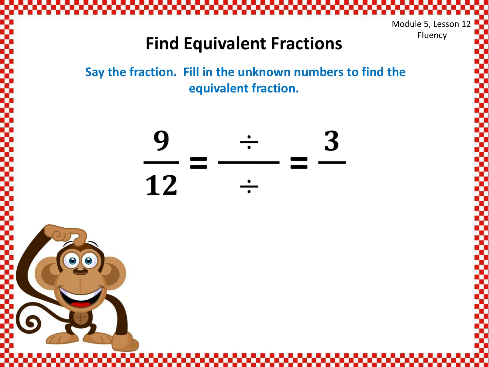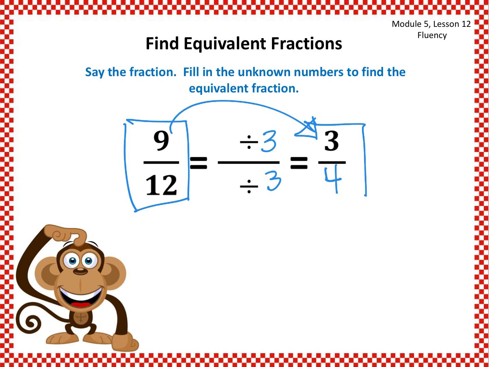Alrighty, this one, I want you to pause the video, do this one yourself, and then come back and see if you agree. All right, we're starting with 9/12, and we've got to get from 9 to 3. So I know that 9 divided by 3 equals 3 because I know that 3 times 3 equals 9. So if I did it to the top, I have to do it to the bottom, and I know that 12 divided by 3 is 4, or 4 times 3 is 12. So here we have it, 9/12 is equivalent to 3/4. Is that what you got?